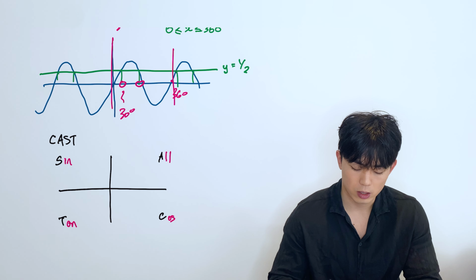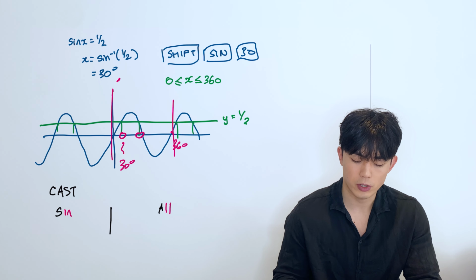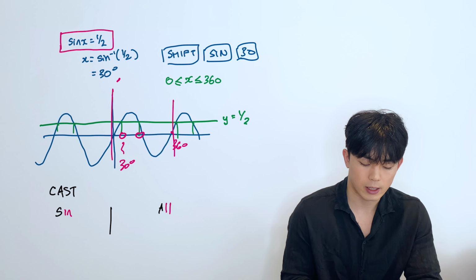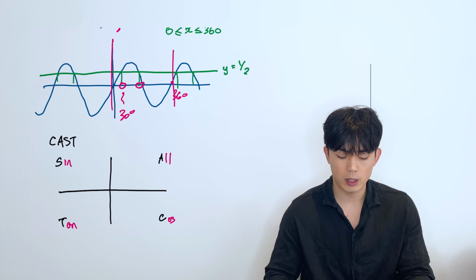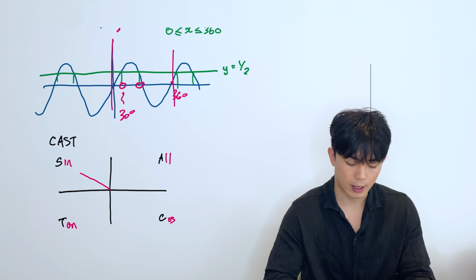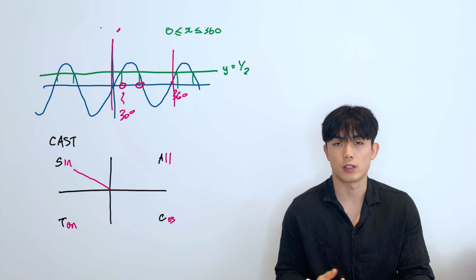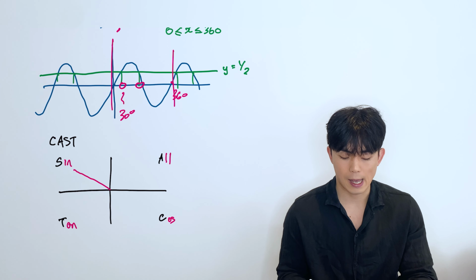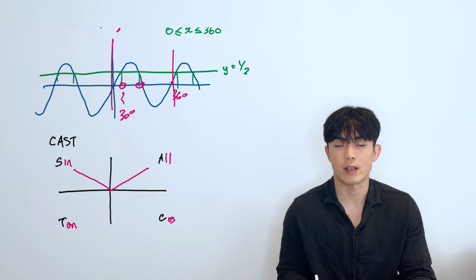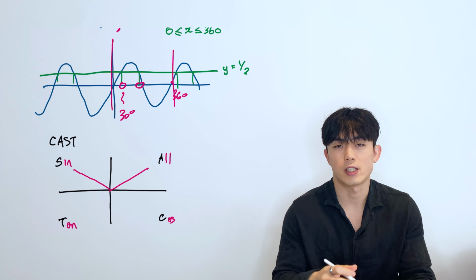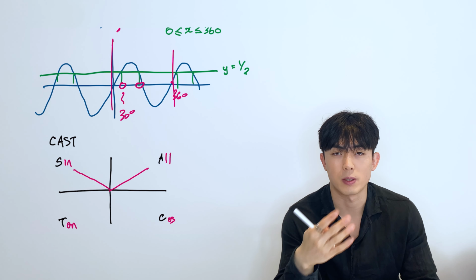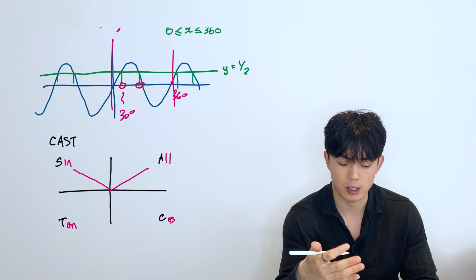If we go back to our initial question, it said that sine x is 1 over 2, meaning that sine is a positive value, right? So when we look at the cast diagram, we should be drawing a line in the sine section to denote that it's a positive value. And also in the all section, because sine is part of all, right? All is all 3 of these trig functions. Whenever you do this, you always want to draw 2 lines, determined by what the question is asking.